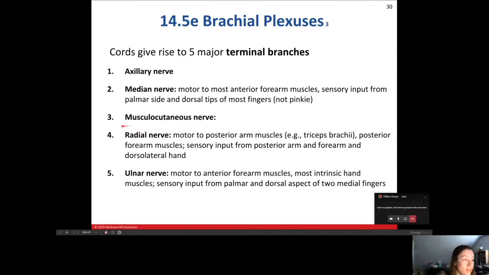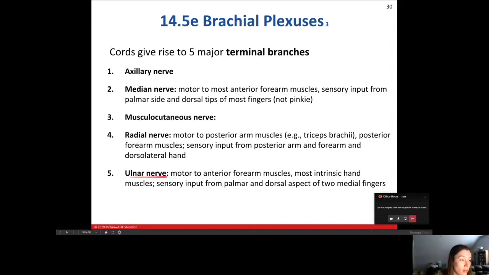The musculocutaneous nerve is a little bit more superficial. Cutaneous means it's like the cutaneous area. It's between the muscle and cutaneous area. Next is the radial nerve. This one is another one that you need to know for lab, so that's why I have its information here. The radial nerve is motor to the posterior arm muscles, whereas we had the anterior ones here, like the triceps, and the posterior forearm muscles, so upper arm and forearm. It's also sensory from the posterior arm and forearm and the dorsolateral hand.